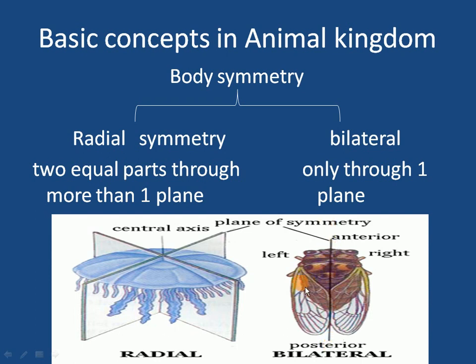If I cut like this, transverse, you will not get equal parts because in the anterior region you will have head and eyes, as you could see, while in the posterior region you will have segments and some part of wings. So these two parts will not be equal. You will get two equal parts when you cut through only one specific plane. This is the plane, only one plane. You cannot cut along any other plane to get equal parts. This type of symmetry is called bilateral symmetry. Now we will move to our next slide.